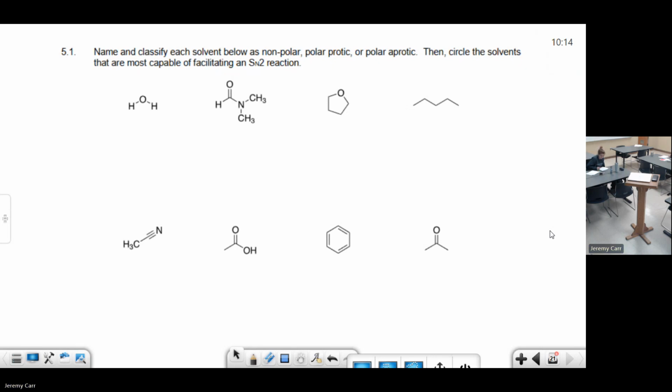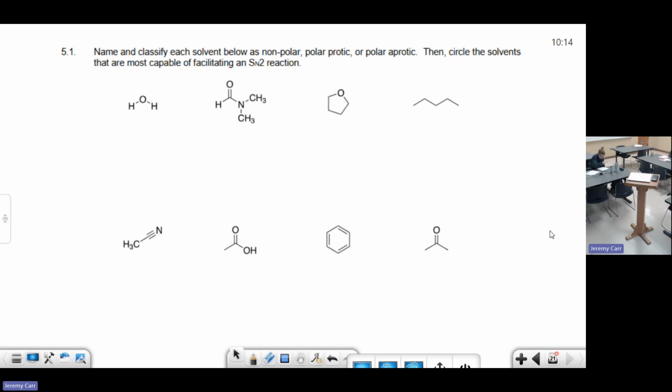Problem, we're given, your sheet has a few more, but we're just going to do these 8 here real quick. We have 8 molecules here. We have structures for all of them, and we want to classify them as being nonpolar, polar protic, or polar aprotic. And then we're going to circle the ones that are most capable of facilitating an SN2 reaction. All right, so let's look at our first one.